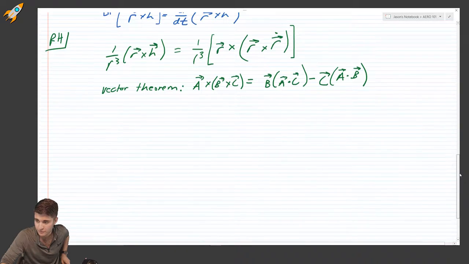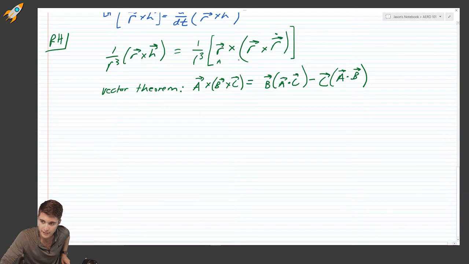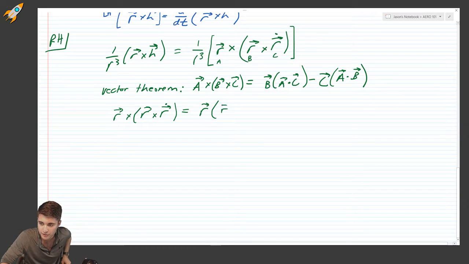So let's apply this. This is A, this is B, and this is C. So let's take a look then. We know r crossed with the quantity of vector r crossed with the vector r dot is equal to r, the vector, multiplied by the quantity of the dot product of r dotted with r dot, minus r dot vector multiplied by the quantity of the dot product of r dot r.